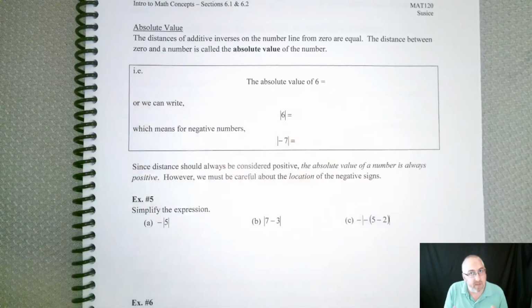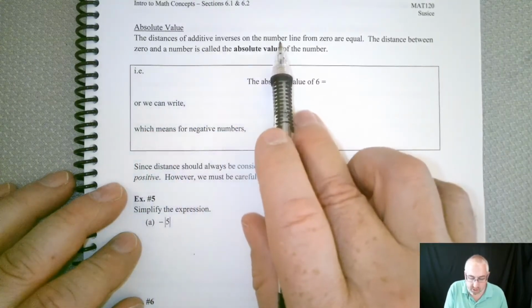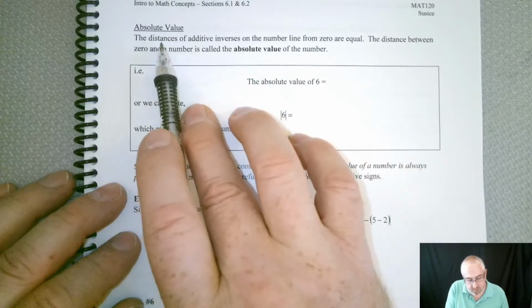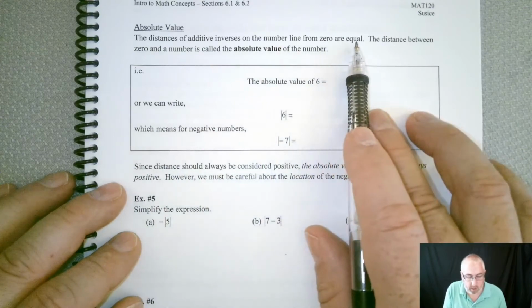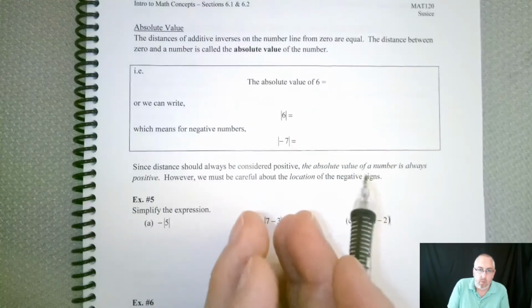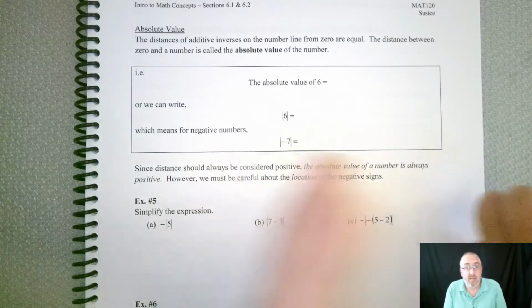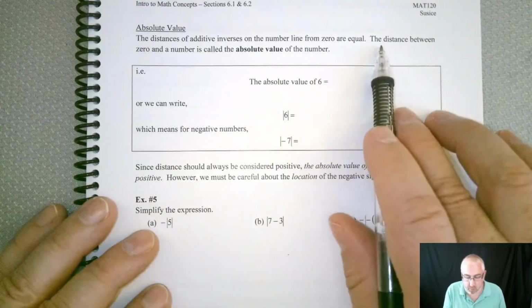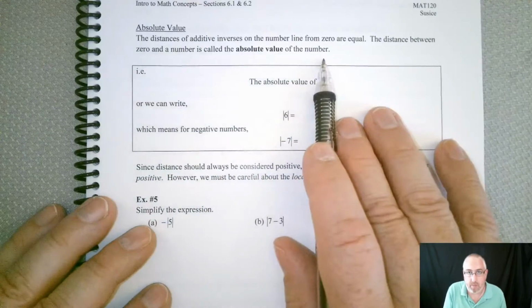Well, if we think of that number line as our basis, it's looking at the distance from 0 to the number. So the first thing it says is that the distance of additive inverses on the number line from 0 are equal. If you went from 0 to one number and then 0 to the additive inverse, it's going to be the same distance. But in general, the definition would be: the distance between 0 and the number is called the absolute value.